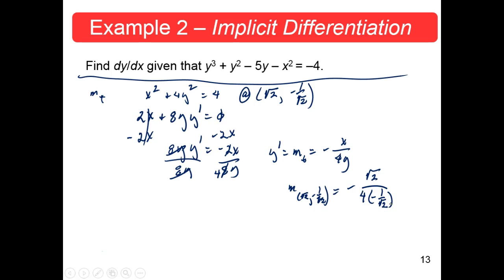Well, one thing I can see I can do right now, the 2 negatives make a positive, so I don't have to haul those around anymore. Now, I'm going to rewrite this as root 2 over 4 over root 2. Is that okay? How do I process that? How do I deal with it?